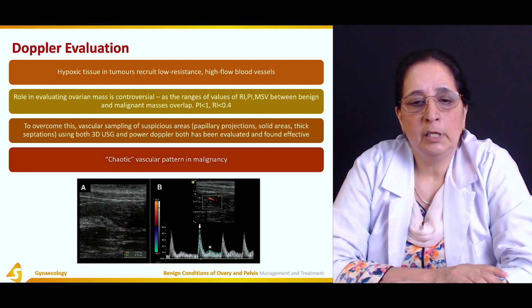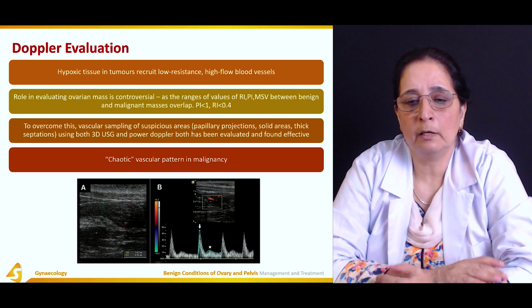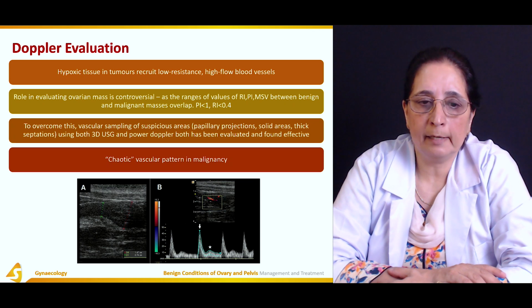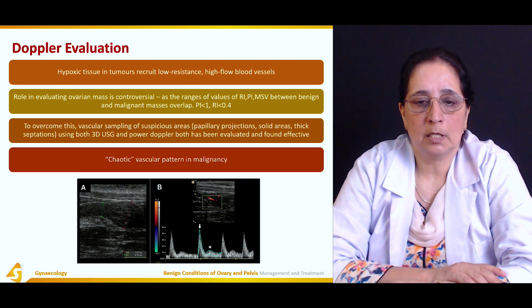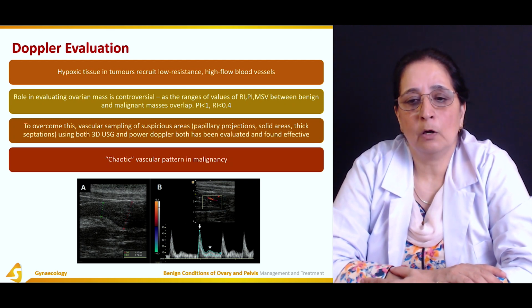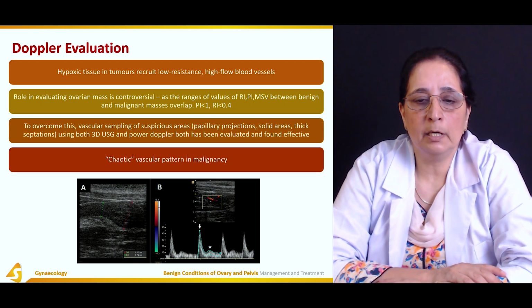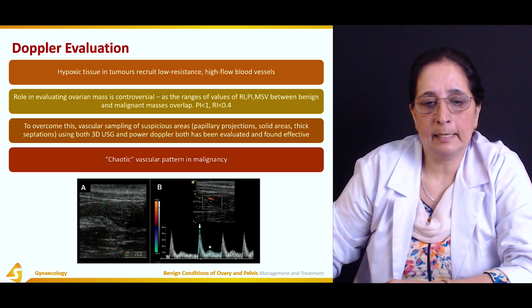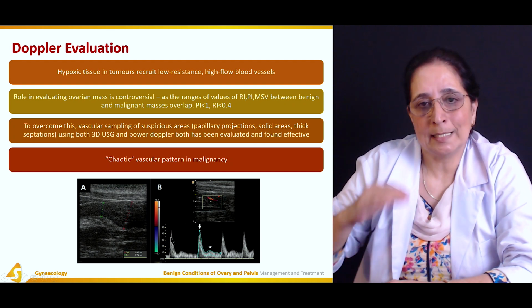Then we also do the vascular sampling of suspicious areas. Suspicious areas include papillary projections, solid areas, and any thick septations, using 3D ultrasound to find out whether there are any abnormalities or not. Usually a chaotic vascular pattern is found in case of malignancy.